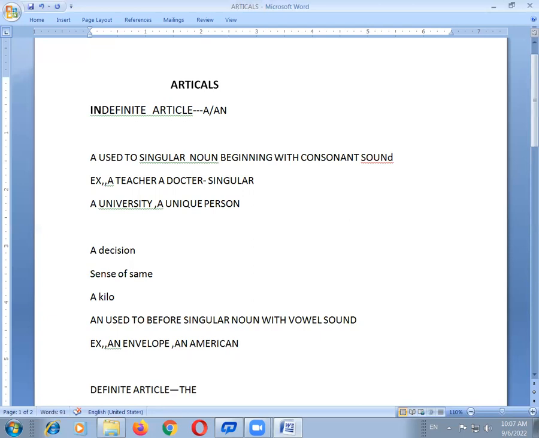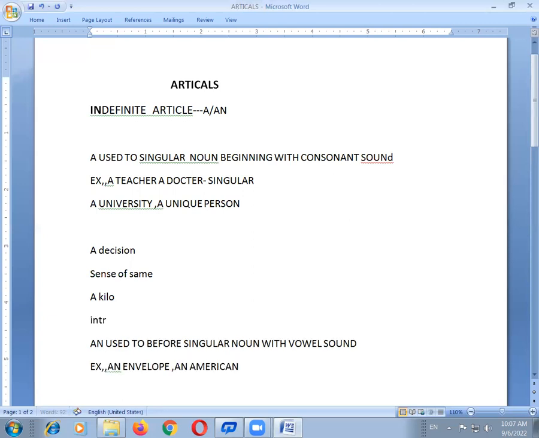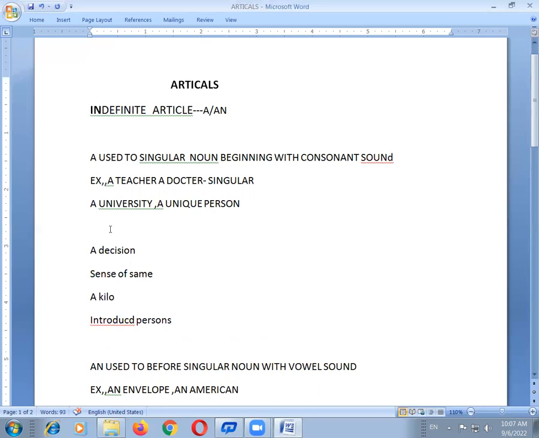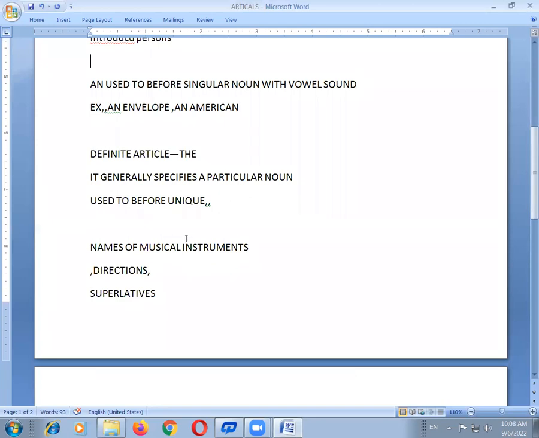Next, when a thing or a person is introduced for the first time, we can use the article a to introduce persons. For example, they killed a snake there. This is my friend Rohini. Next one, quantity and profession. She is a doctor, she is an architect. These are the uses of the article a.